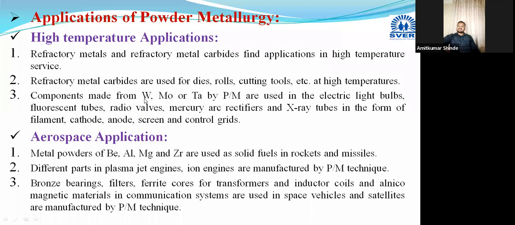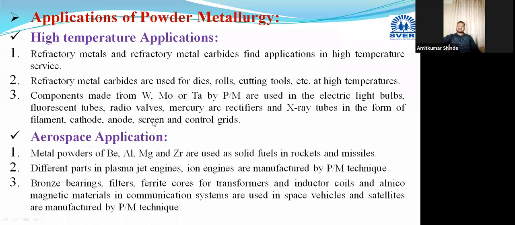Then components made from tungsten, molybdenum, then tantalum by this powder metallurgy technique can be used in electric light bulbs, that filament, then fluorescent tubes, radio valves, mercury arc rectifiers, then X-ray tubes. Okay, whichever filament is used in the electric light bulbs or X-ray tubes, that filament is manufactured from these elements like tungsten, molybdenum. All these refractory metals are there.